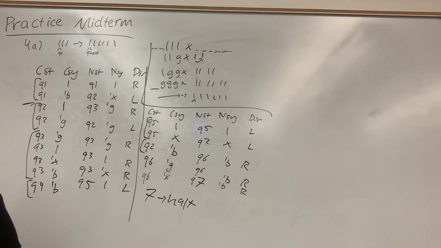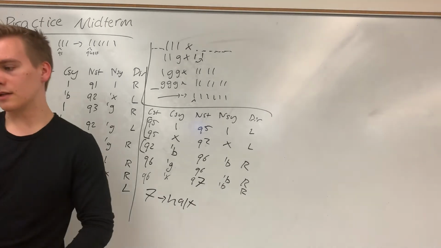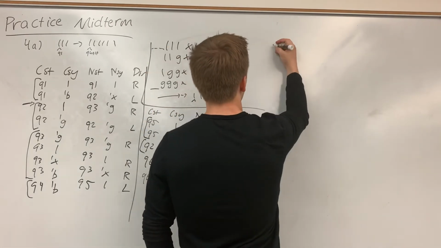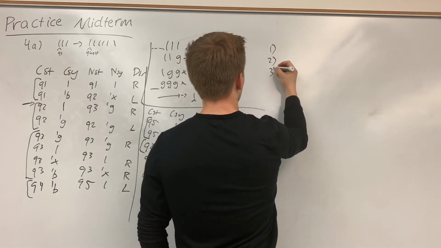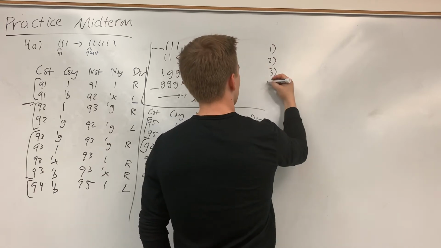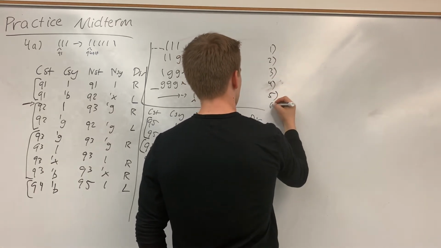4b says, an initial configuration for your machine is given below with the head on the leftmost of a sequence of 2 1s and the rest of the tape blank in state Q1. Please show the next 6 configurations in order. Number them 2 through 7. Okay, so we have 1, 2, 3, 4. Oh, what am I doing? 4, 5, 6, 7.